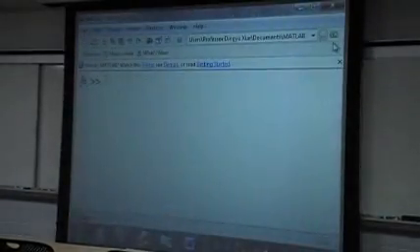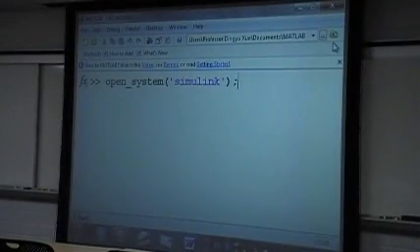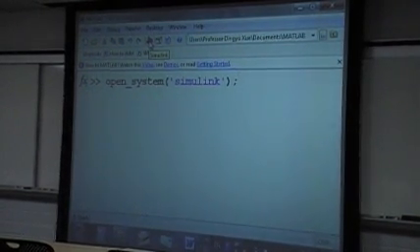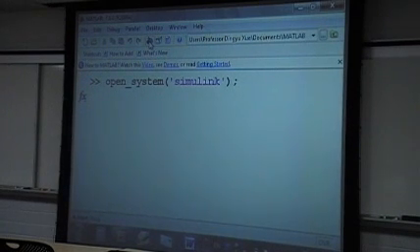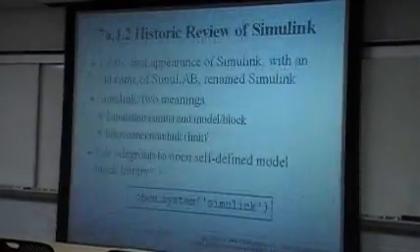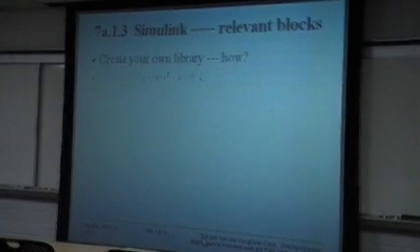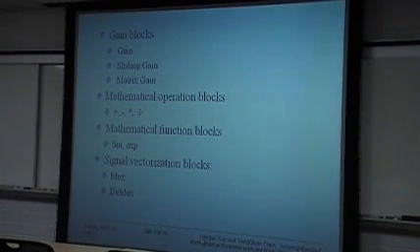So under the Matlab window, we can type the open system command like this, or we can click this icon to start Simulink. And the results of the two are slightly different. One is with a model browser, the other one is a window-based thing. So we can start Simulink in this way. I think most of you already have an idea what Simulink is, so I just show you some of the important blocks we want to describe and use.